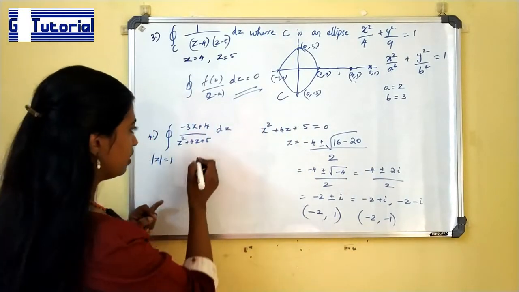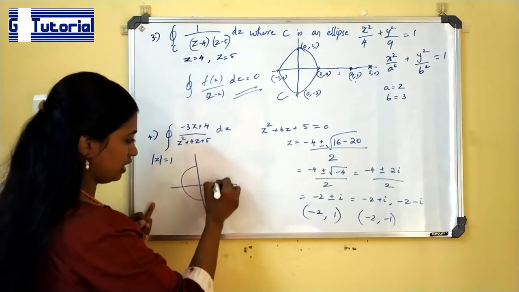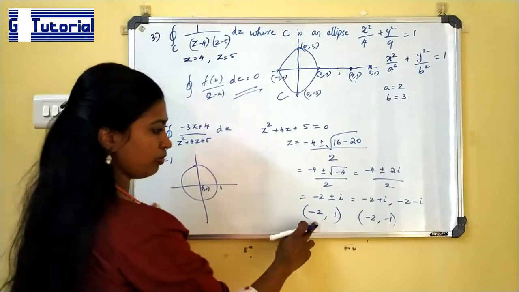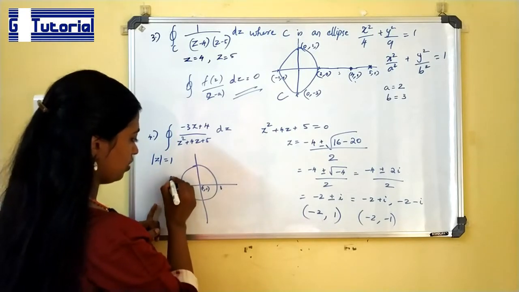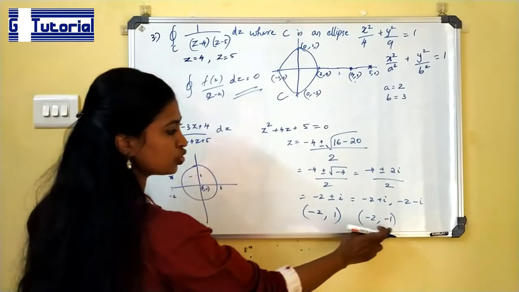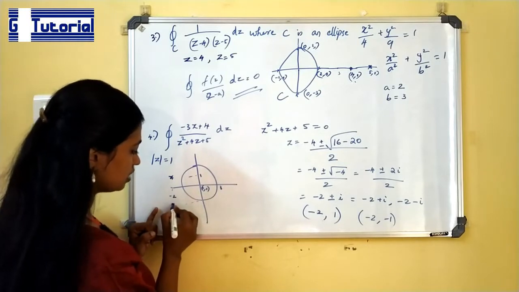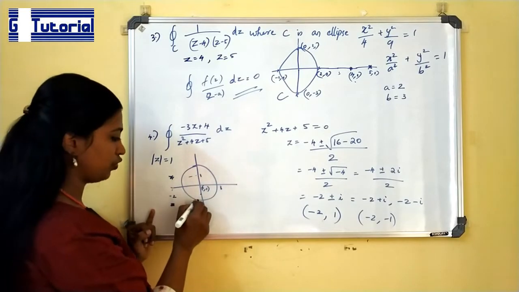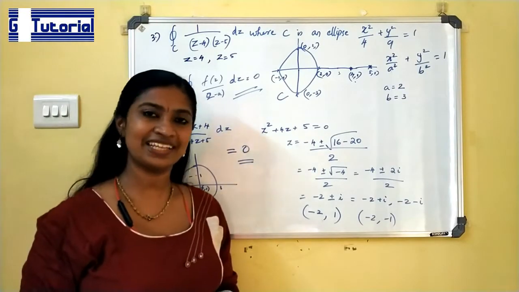Okay. Now we can see the region of integration. It is a unit circle, a circle with center 0, 0 and radius 1. Minus 2, 1 is the first pole. Minus 2, minus 1 is the second pole. Both of these poles lie outside the unit circle, which is the region of integration. So the value of this integral is 0. Now we can see another question.